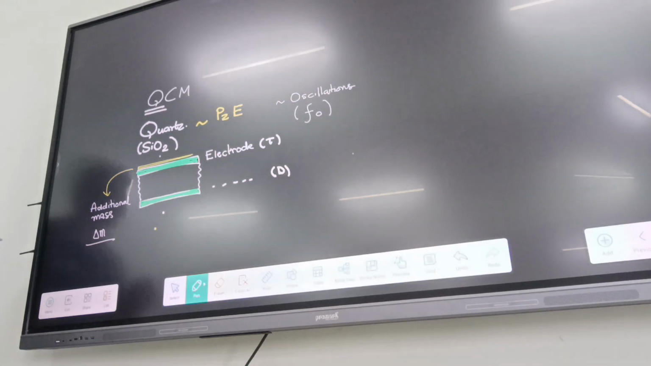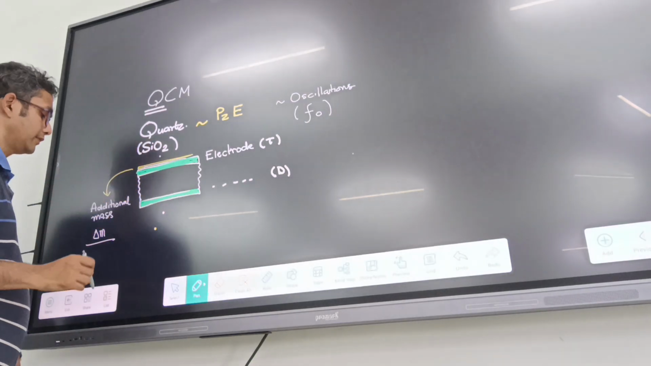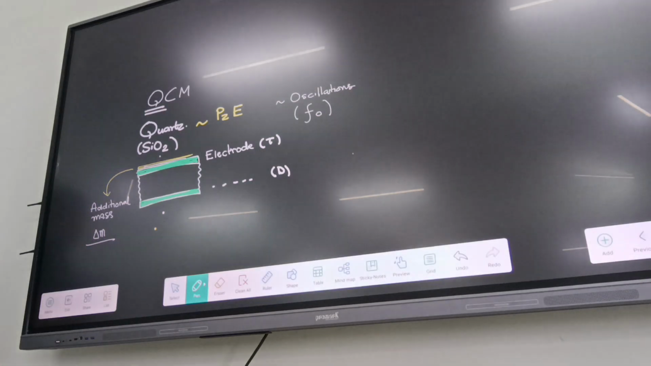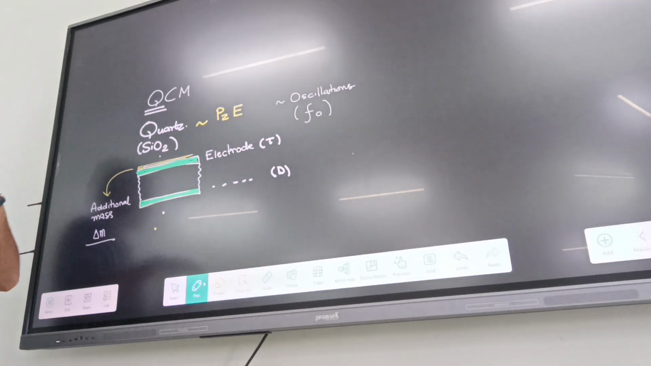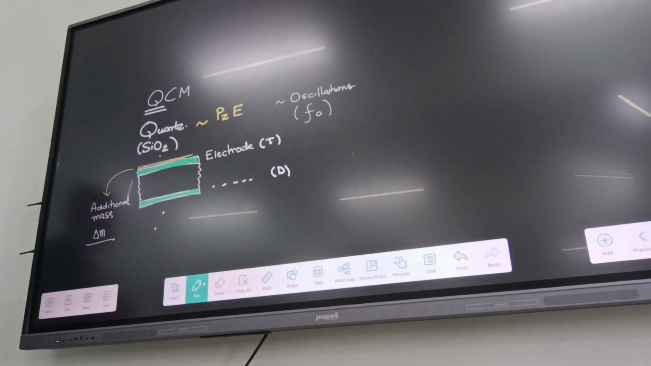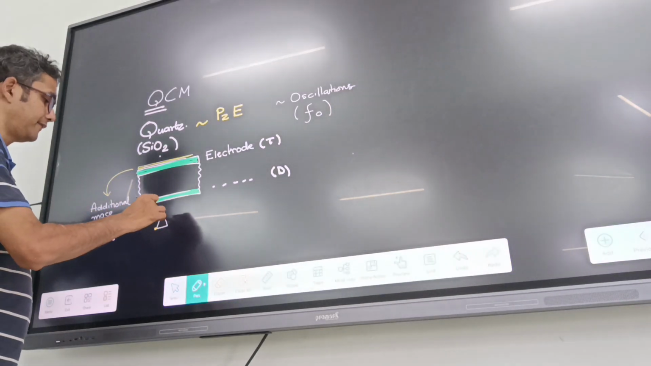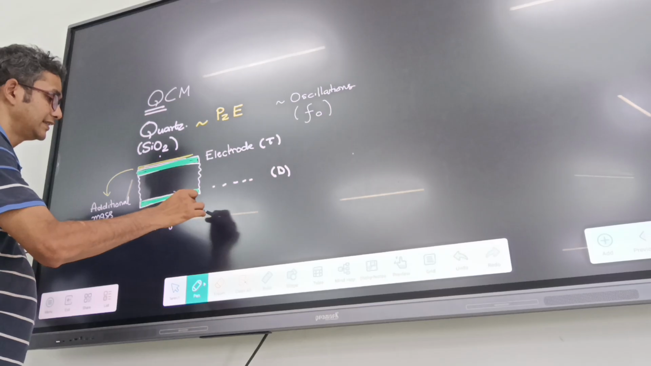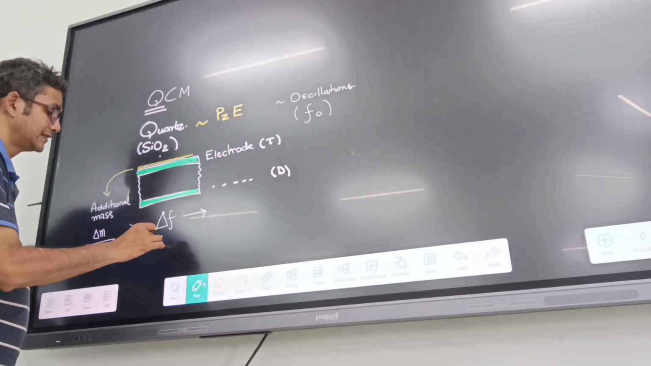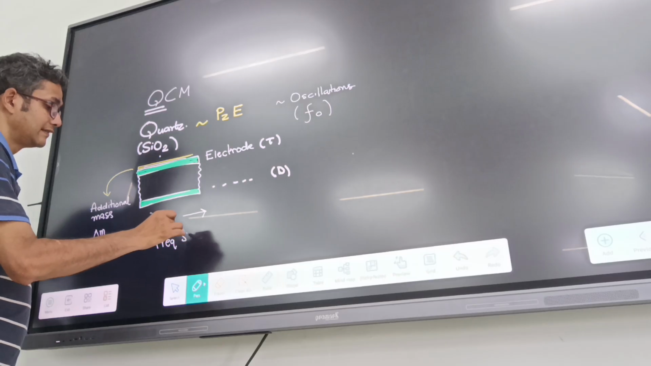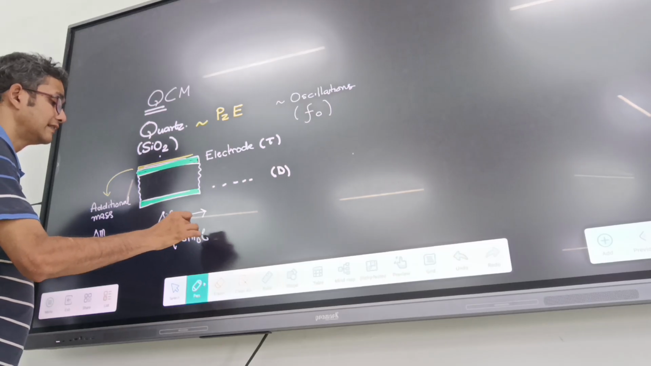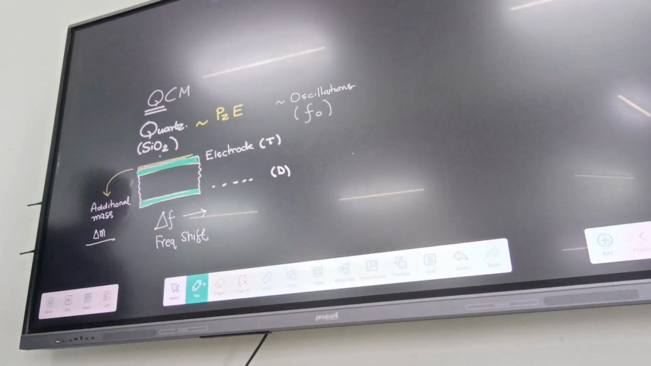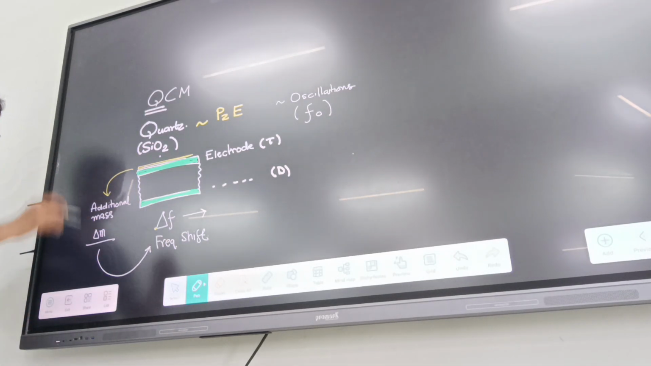What do you think will change if we add additional mass here? The direction is the same, but in terms of frequency, the change will be delta f. The change in frequency is the frequency shift. With mass there is a frequency shift.